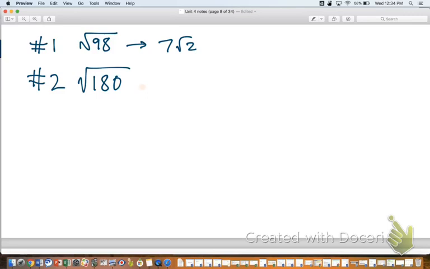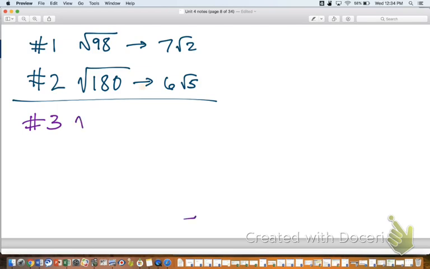Okay, the answer is 6 root 5. 6 root 5. Hey, let's switch. If you're at the board, sit. If you're sitting, get to the board. Okay, please try number 3. Square root of 147.